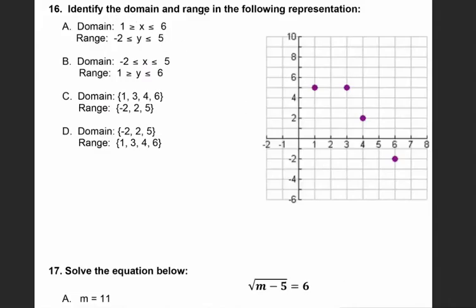We need to identify the domain and range. And I know that domain means x values and range means y values. So looking at this graph, I need to look at my points and figure out what x values I have and what y values I have. So my x values I can see are 1, 3, 4, and 6, which correspond with C. And my y values are 5, 2, and -2, which also correspond with answer choice C.